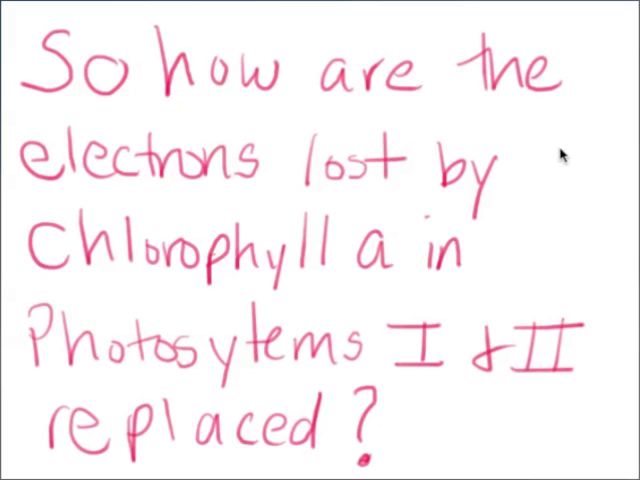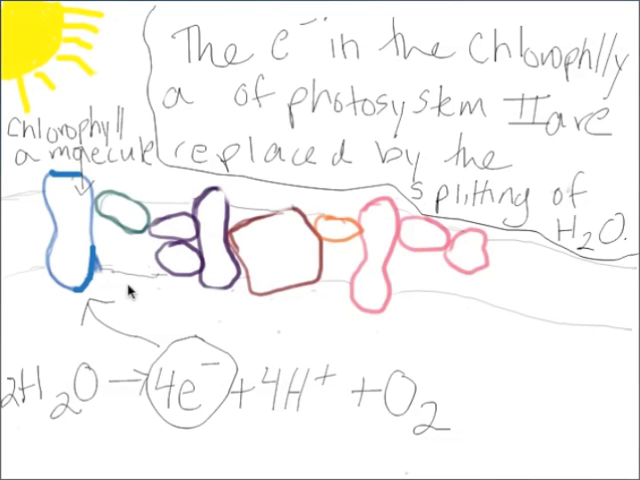So how are the electrons lost by chlorophyll A in both the photosystems replaced? Because if they're not replaced, then photosynthesis would have to stop. And it happens in two different ways for the different photosystems. So the electrons in chlorophyll A of photosystem 2 are replaced by the splitting of water.